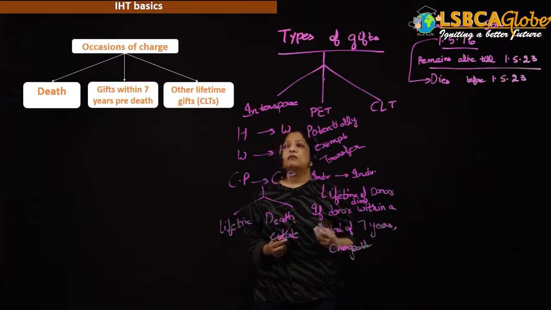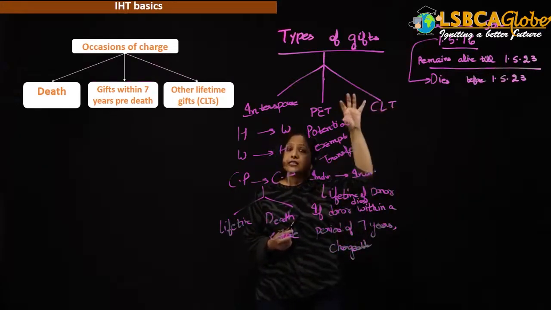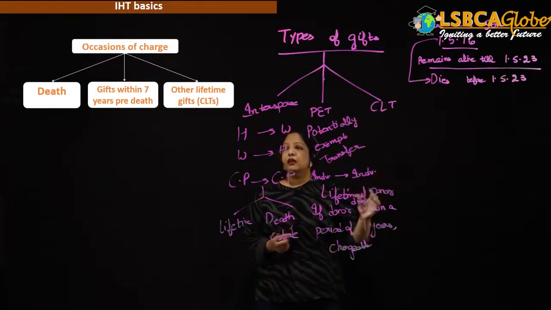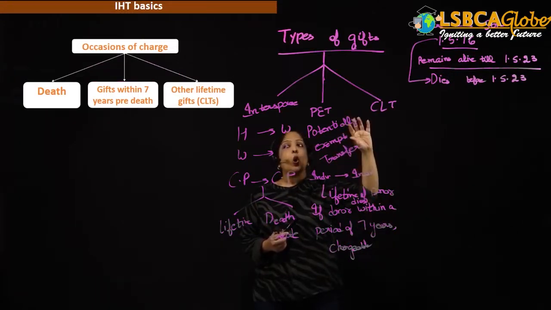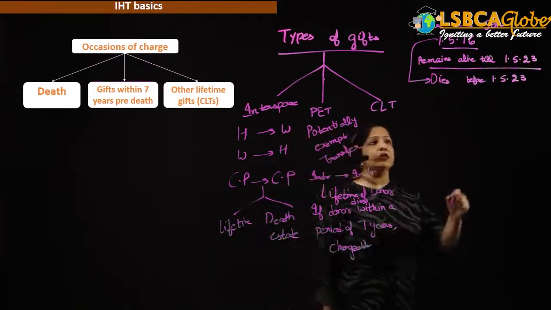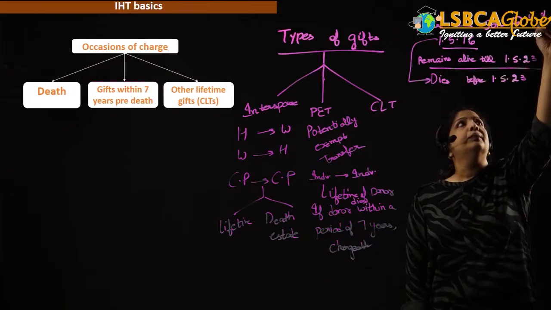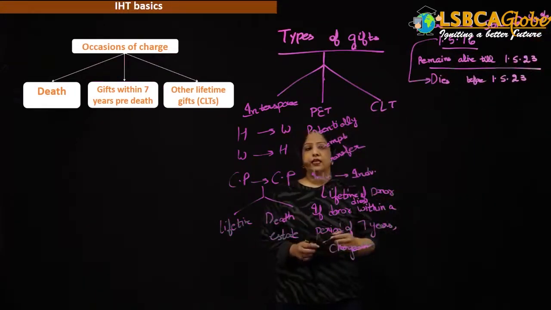Now you will ask me, ma'am, who is going to pay? Who has received the gift? Son has received the gift, class. So obviously, the son is going to pay, and on death date, the rate is 40%. Right? Yes, class.